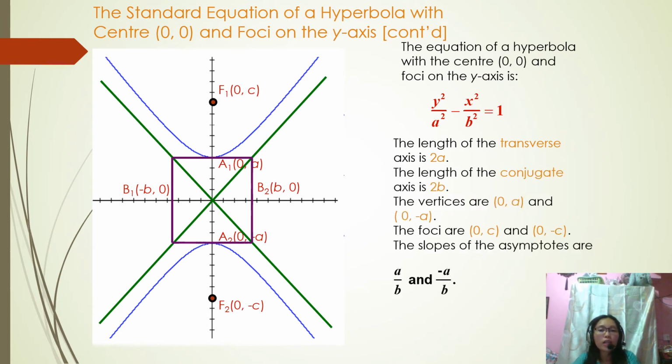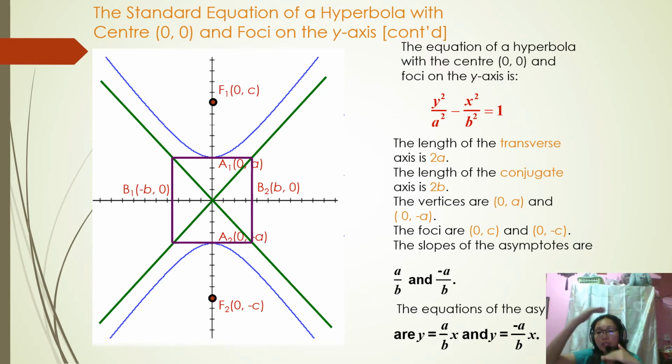Okay, so those are just the labels. And our asymptotes, if you remember earlier, they are reversed. That's a over bx, positive and negative a over bx, if it's on the y-axis. But if it's on the x-axis, that's b over a. Of course, there are two asymptotes: one increasing, one decreasing, positive or negative. Okay?